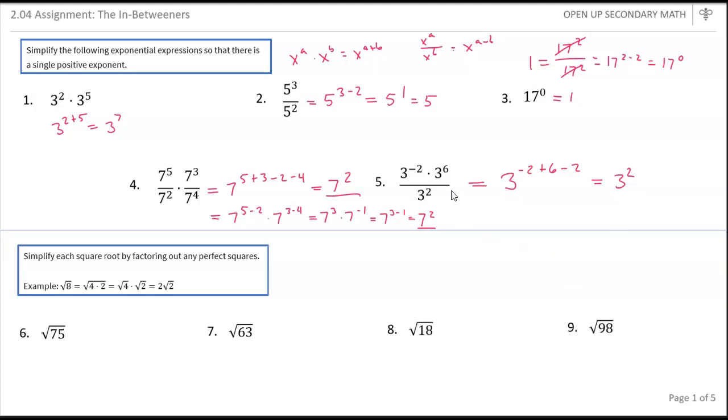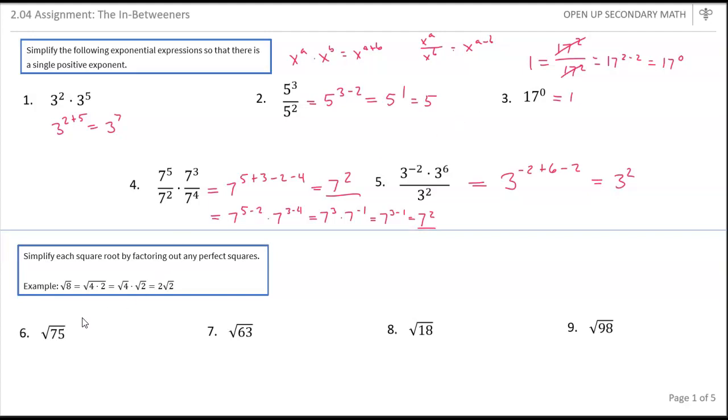That one, the only tricky part is just keeping track of all these negatives. This one's going to be negative, and then this one's going to be negative 2 because we're dividing by it. So our answer there is 3 to the negative 2 plus 6 minus 2, which equals 3 squared.